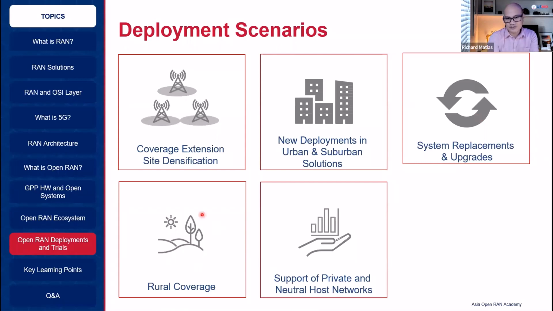Rural coverage, okay? And then support of private and neutral host networks. When you deploy 5G, as I mentioned earlier, you can deploy it like a private network. For example, you have a factory and you want to have radio in your factory for the RRU. You can use an Open RAN radio and software, and then just connect it to the core network. The frequency is owned by the operator, but you can supply your own equipment. The operator will give you a specific network slice.